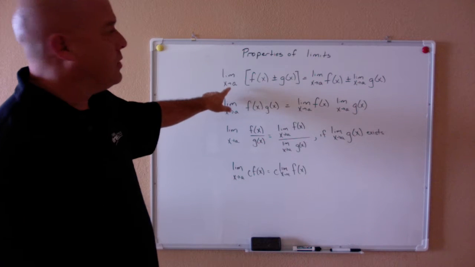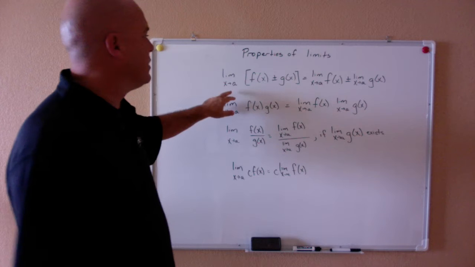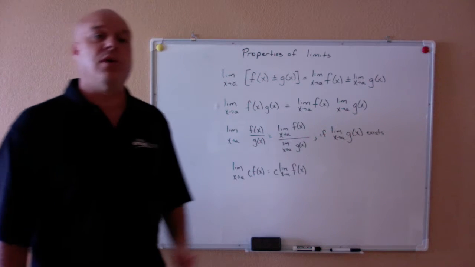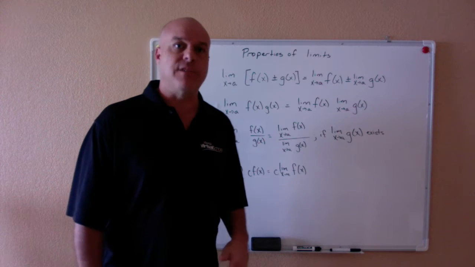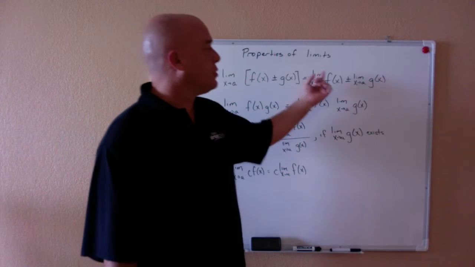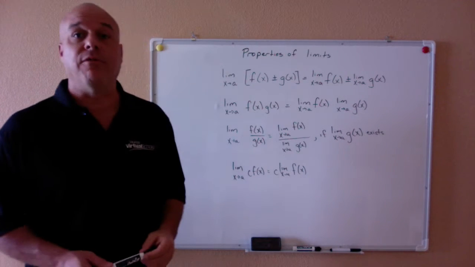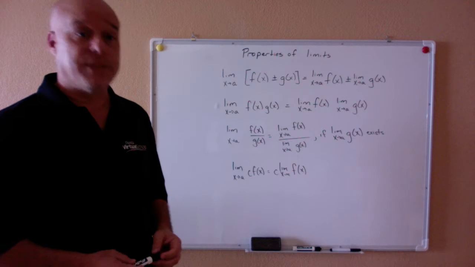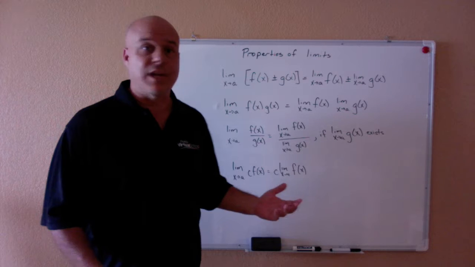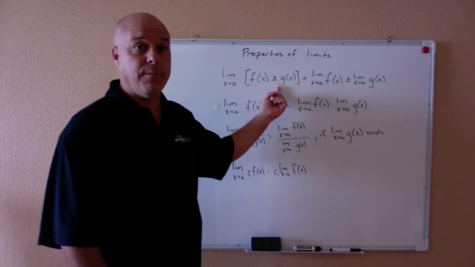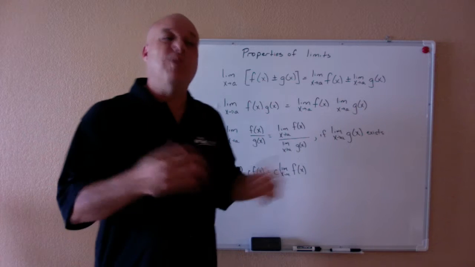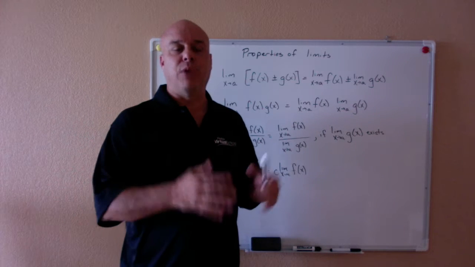The first one is actually 2 in 1. It says that the limit as x approaches a of one function f of x plus or minus another function g of x is equal to the limit as x approaches a of the first function plus or minus the limit as x approaches a of the second function. Basically, the limit of the sum is the same as the sum of the limits. Okay?